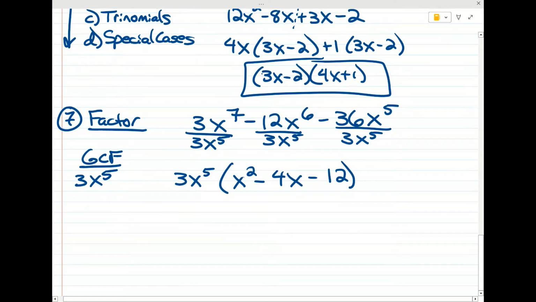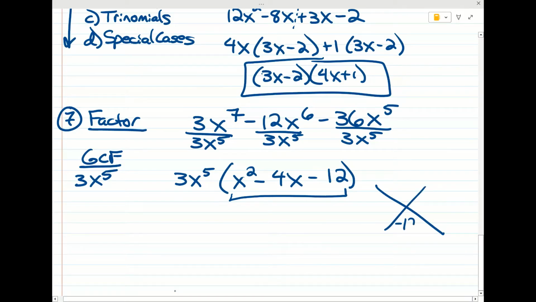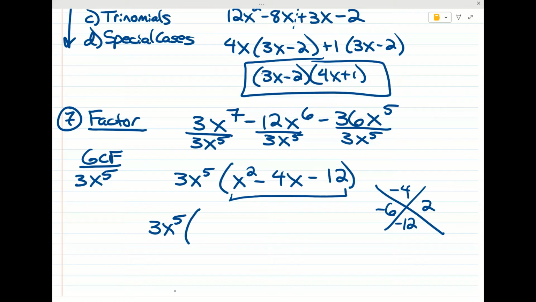And that's nice. The problem with factoring is sometimes you have to factor multiple times. So we took out the GCF, which is good, but it looks like this is a trinomial, so we have to keep factoring. We're going to take this factor and look for numbers that multiply to be -12 and add up to be -4, like -6 and 2. So we could factor again by writing x squared minus 6x plus 2x minus 12.